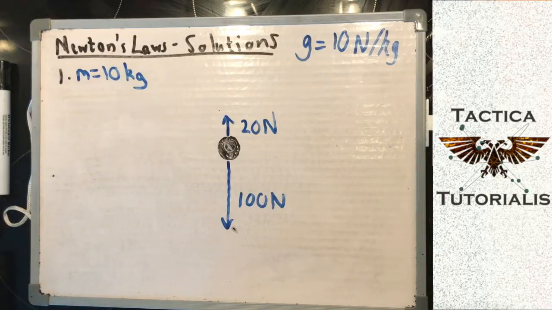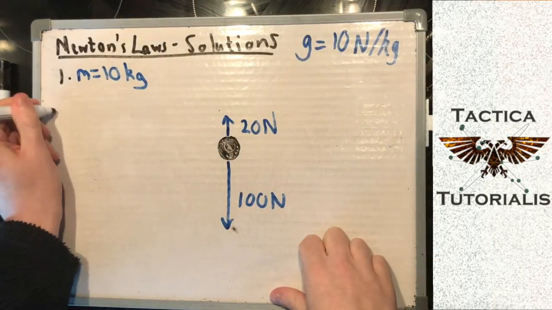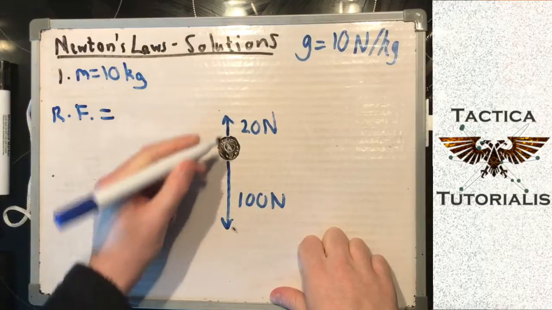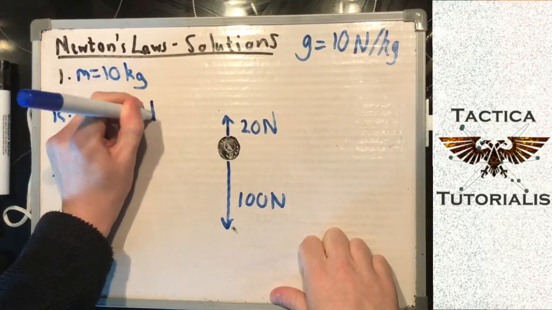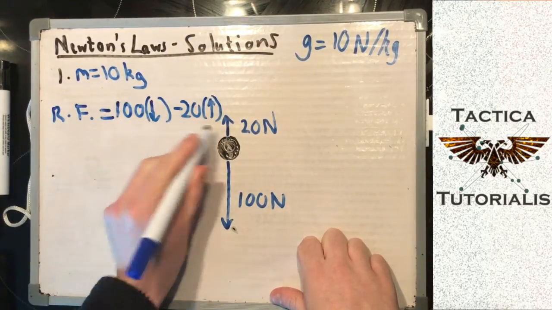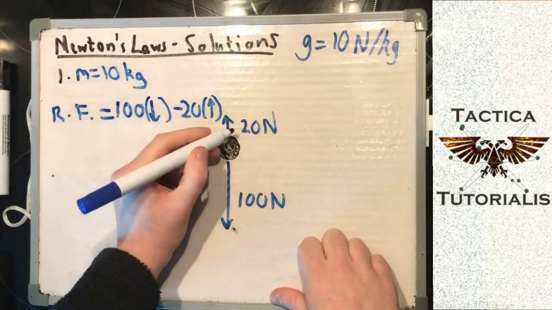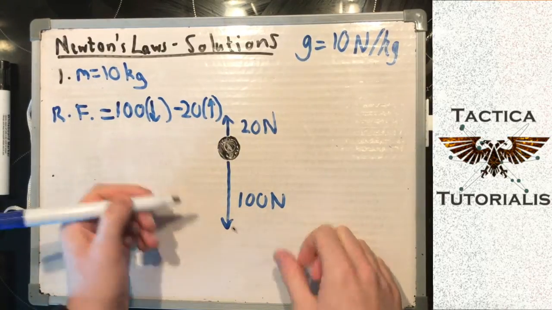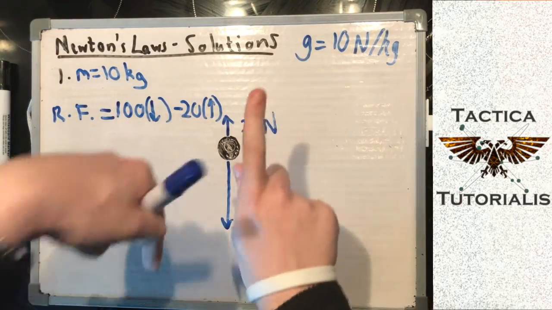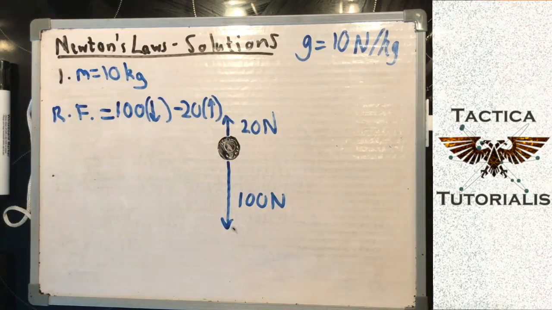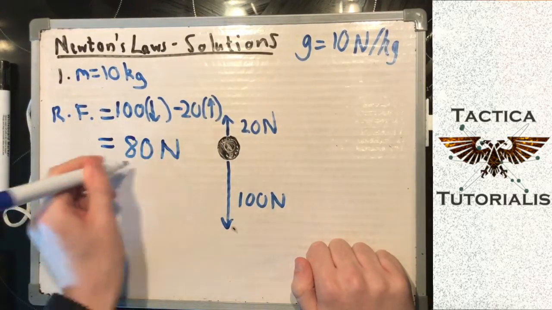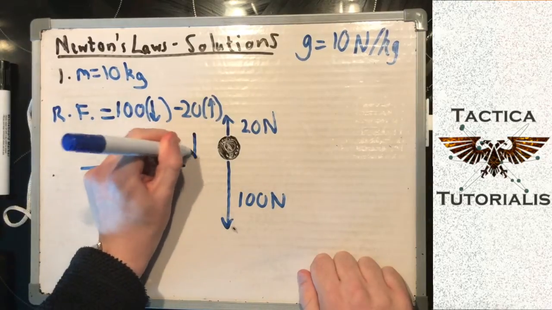So what we have to work out now is the resultant force. Resultant force equals, so we have 100 down and 20 up. So we subtract 20 from 100. Reminder, if I had 20 down and 100 down, I would have 100 plus 20. The subtraction is because they're in opposite directions. They're opposite pairs to each other, so I take them away from each other. Which means that my resultant force is going to be 80 newtons. 100 take away 20 downwards.